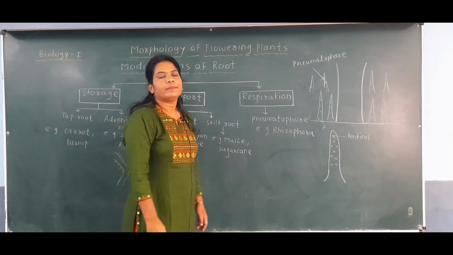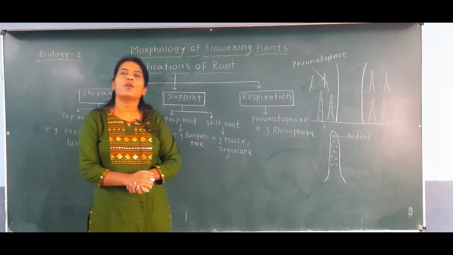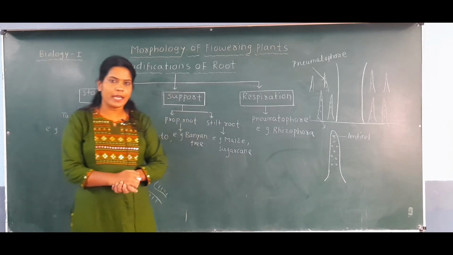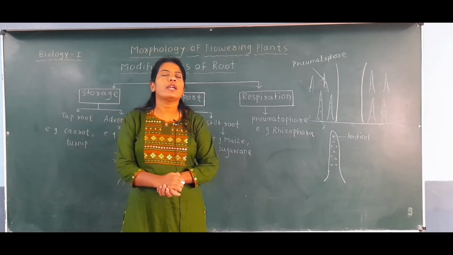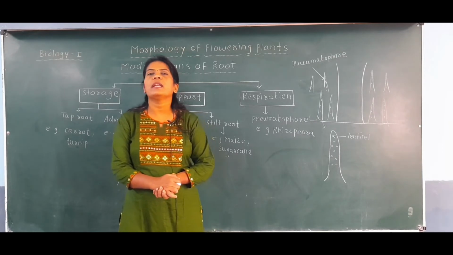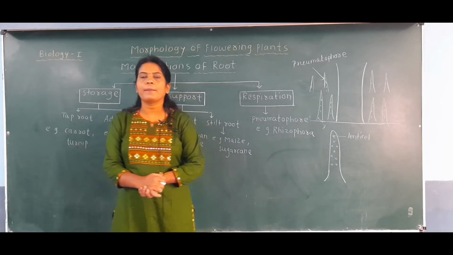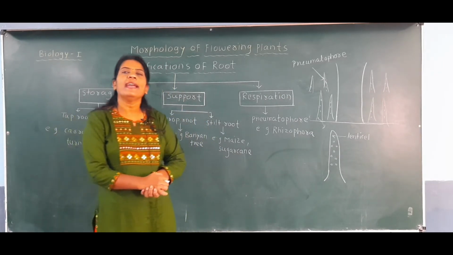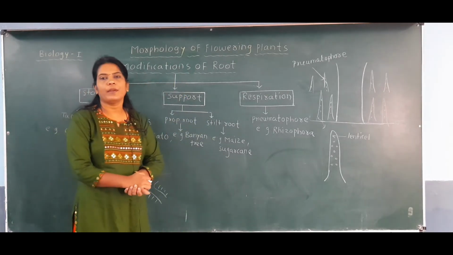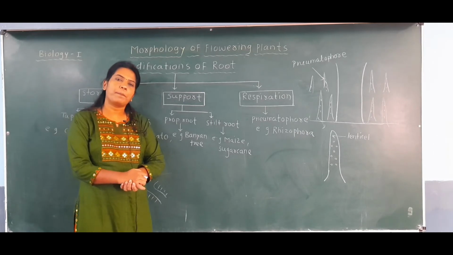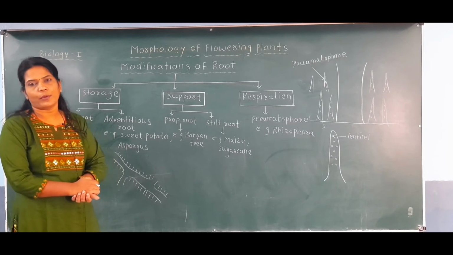Now student, you have understood the concept of the modification of root. Here again you have to remember the examples, because in our previous chart we have seen the three types of root: tap root, fibrous root, adventitious root. Tap root, mustard example; fibrous root, wheat example; adventitious root, grass, monstera, and the banyan tree are the examples. So you have to focus on the examples only, because these are always asked from an exam point of view.